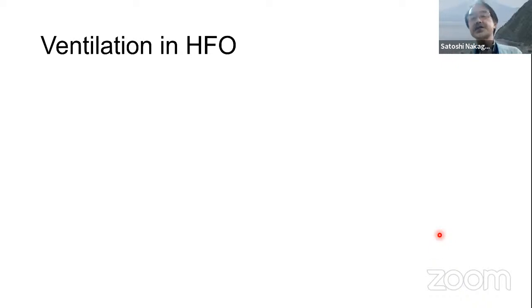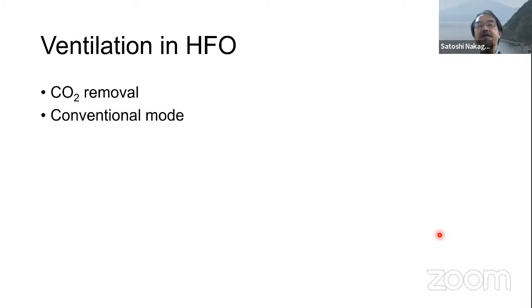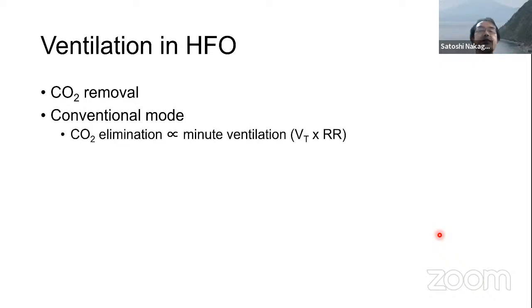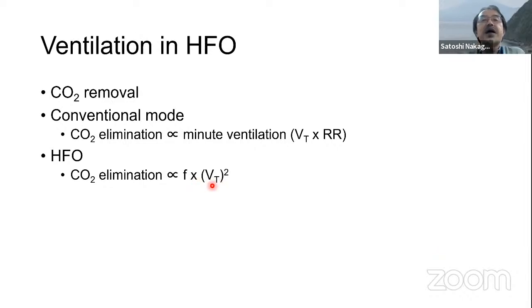Ventilation in high-frequency oscillation. CO2 removal in the conventional mechanical ventilation mode is usually related to the minute ventilation. Ventilation is calculated by the tidal volume multiplied by the respiratory rate. The CO2 elimination in high-frequency oscillation is usually the frequency times the square of the tidal volume. So tidal volume is very important in high-frequency oscillation in terms of CO2 elimination.